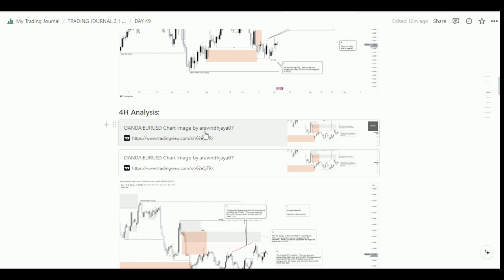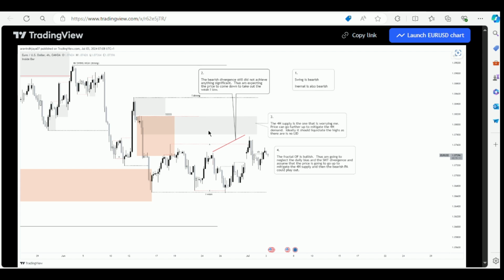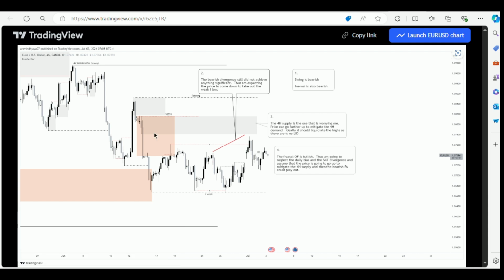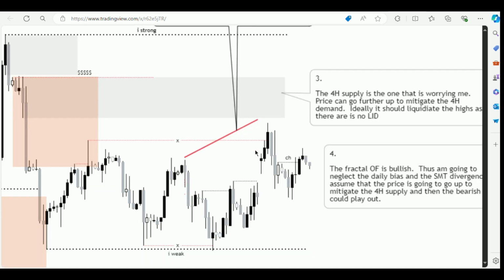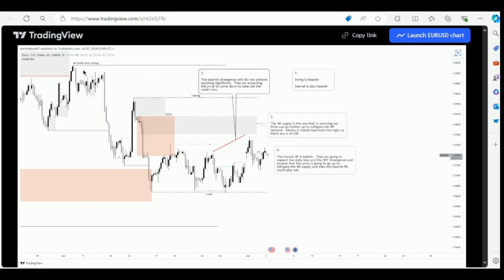So in the 4 hour analysis, this is the 4 hour chart. And you can see that the price is within this daily supply and it has also struck this liquidity. It has also struck this liquidity and the swing is bearish. Internal is also bearish. This is a strong swing high and this is the weak swing low. And the internal is bearish and the price is coming down to break this weak swing low.